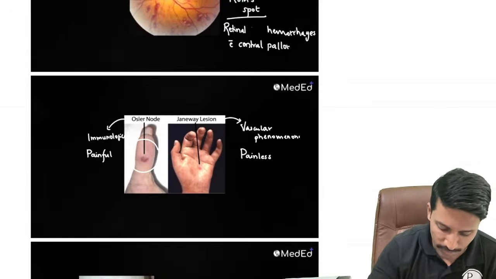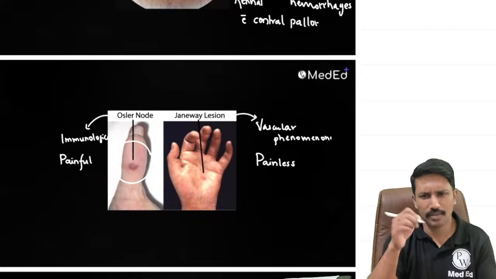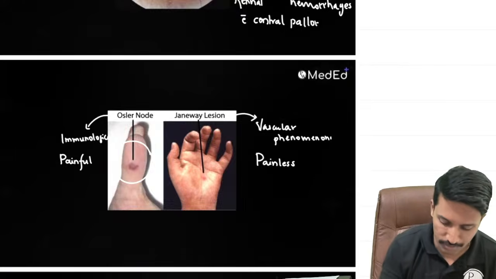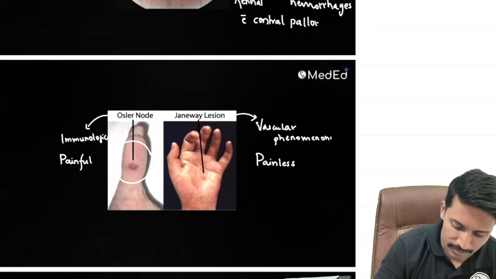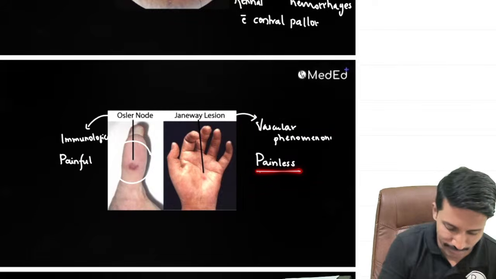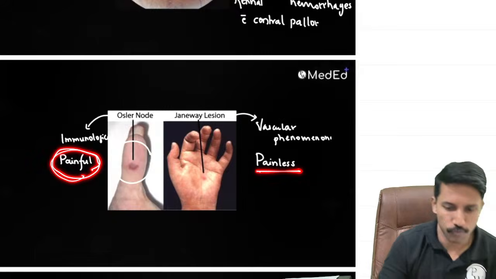Okay. What point I want you to write there is just write two lesions. One you label as Osler's node, the other you label as Janeway lesion. The point you should write is that the Janeway lesion is painless, and Osler's node is painful.